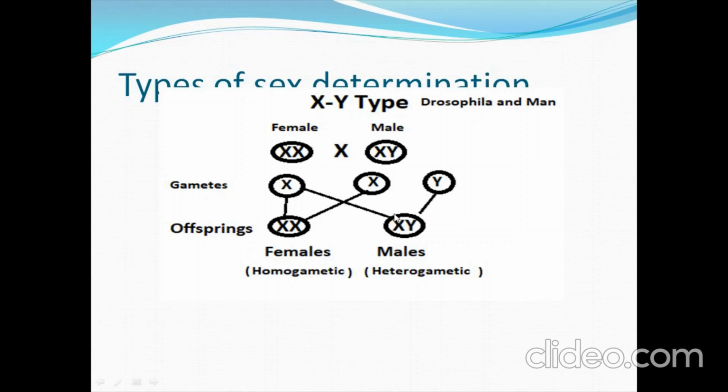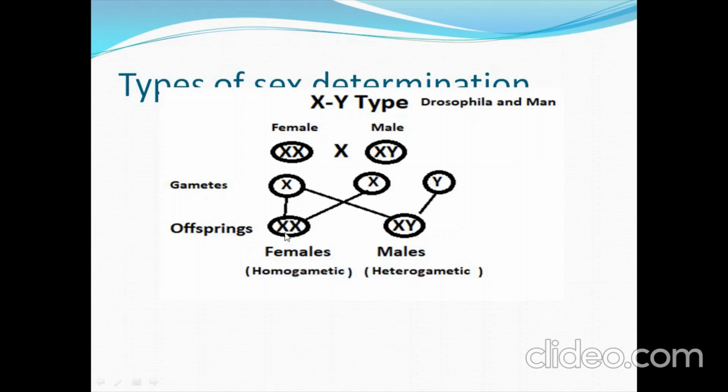Now you can clearly see that it is the sperm that is responsible for the determination of the sex, because two types of sperms are produced, and the ovum is only of one type. The female gamete is only of one type, having only the X chromosome. So it is the male who determines the sex of the individual. And here females are homogametic.